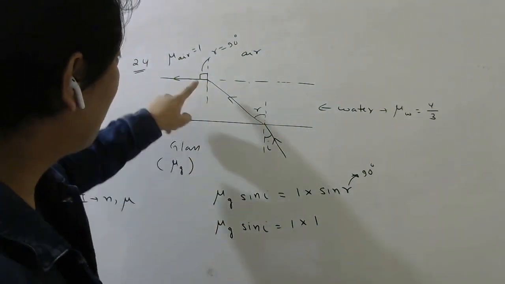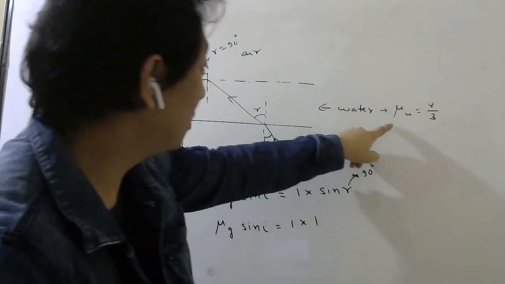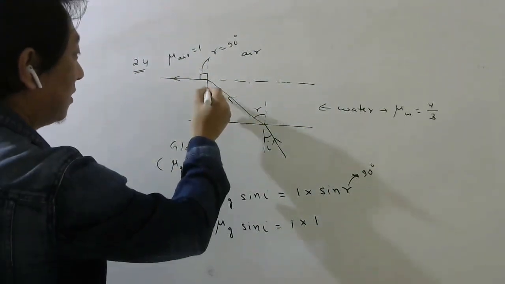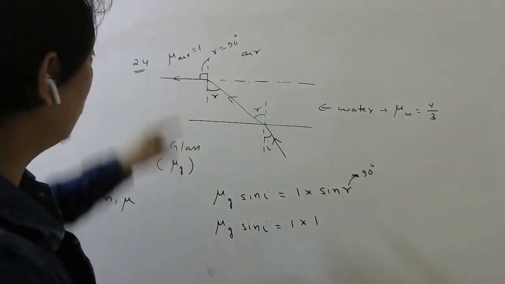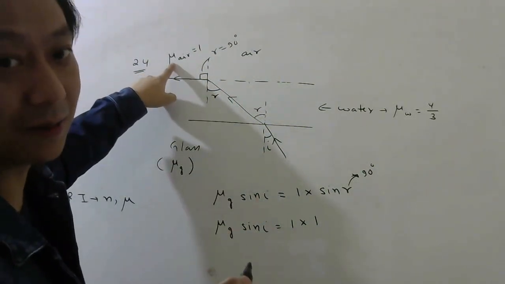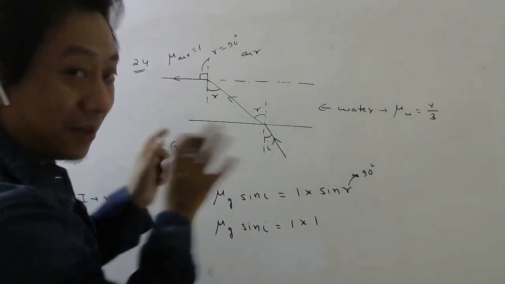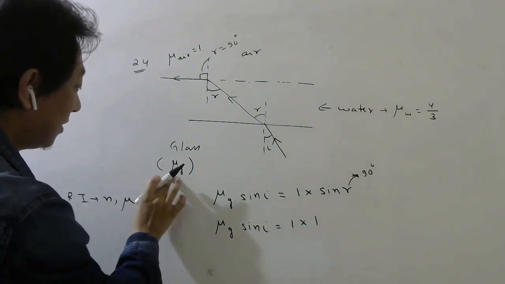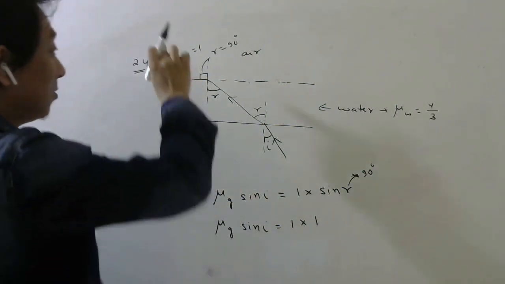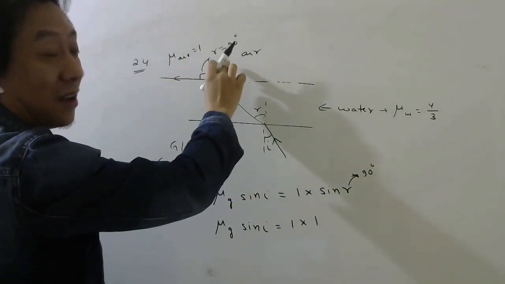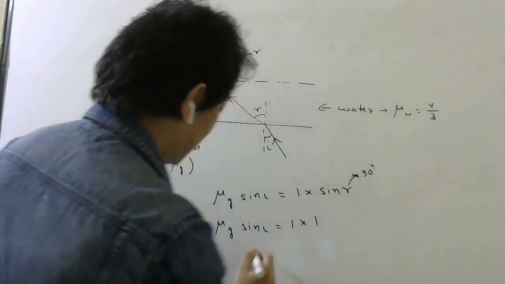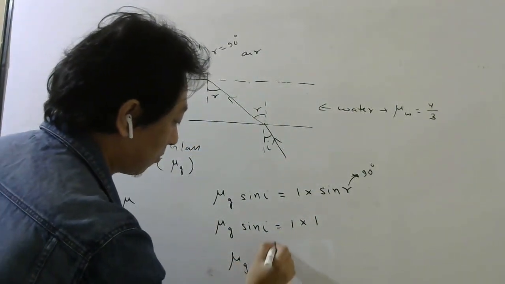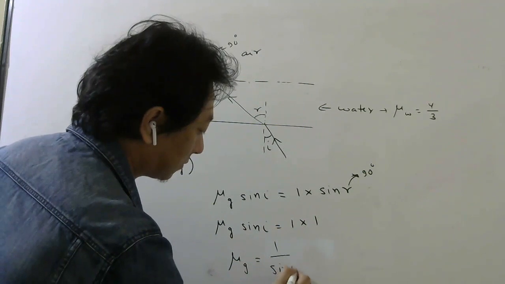Equation 1. Then apply Snell's law here. Mu g sin R, because if that is R, this is also R, equals mu air sin 90, because R here is 90. But the in-between step you can skip, because I have already told you that this into sin I must be equal to this into sin R here, and R here is 90. So mu g will be 1 by sin I.